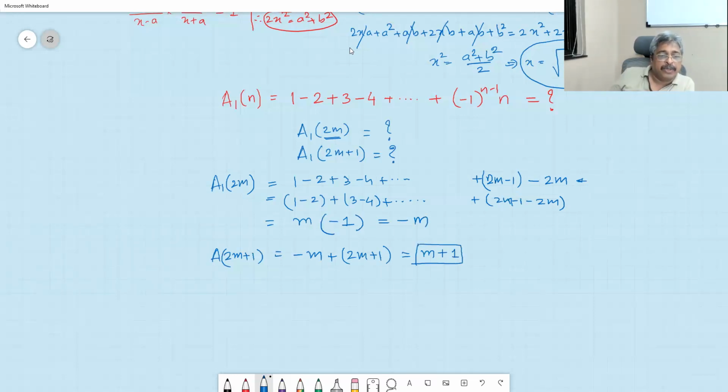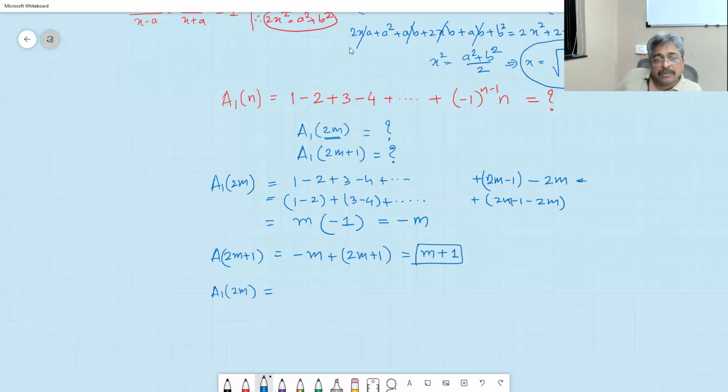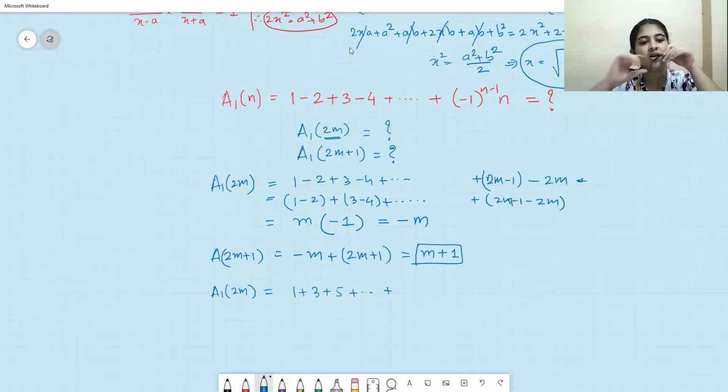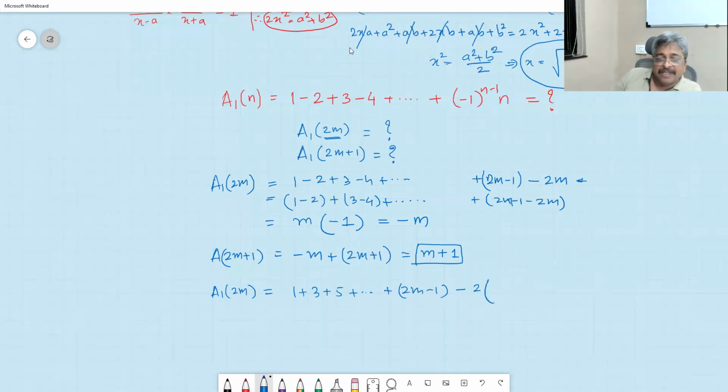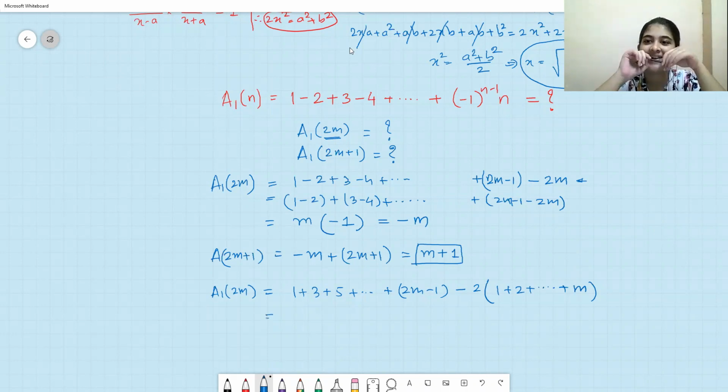A complicated way to do it is A1 of 2m equal to 1 plus 3 plus 5 plus dot dot dot. Yes, sir, I did it that way, but I didn't get the answer correct. Inside the bracket you will get 1 plus 2 plus dot dot dot up to m. Here you must have made a mistake. When you take out 2 common, your last thing is going to be m. I didn't simplify it, so I didn't get it. Let us do it.